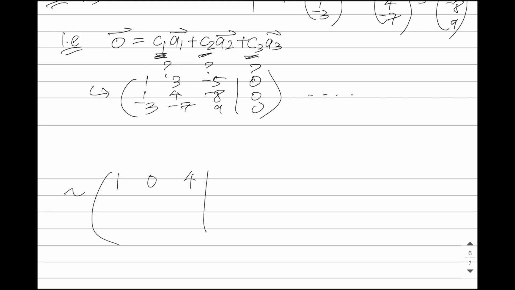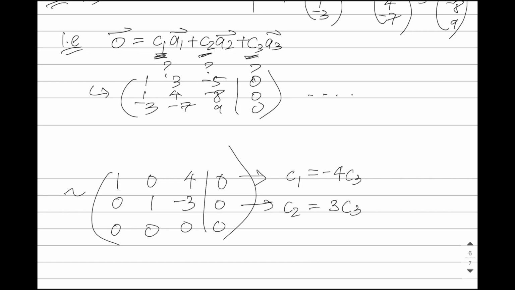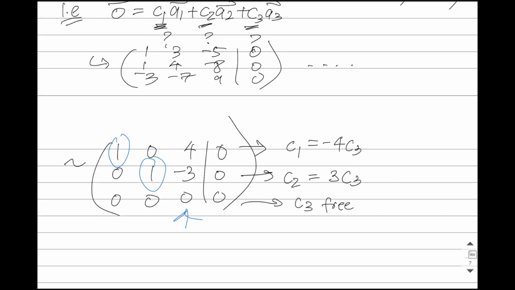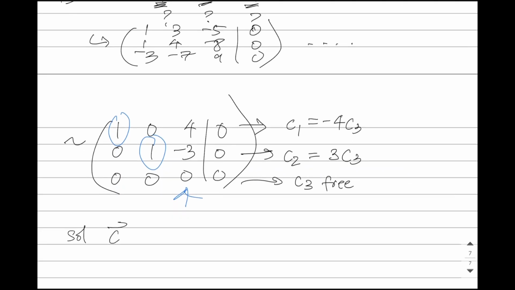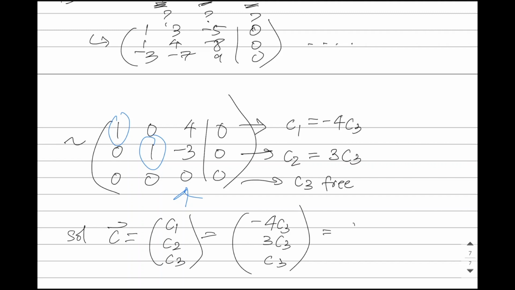Now I'm going to skip the steps. You can pause the video here for yourself and you can figure out what it's going to turn out to, but it will be the case that you end up with this. C1 is negative 4 C3, C2 is 3 C3, and this tells you that C3 is free. I only have 2 pivots. I am missing a pivot in this last column. And as soon as I have a missing pivot, I have a free variable. And so that means my solution vector, C1, C2, and C3, is negative 4 C3, 3 C3, and C3. Or if I wanted, I could factor out this C3: negative 4, 3, and 1.